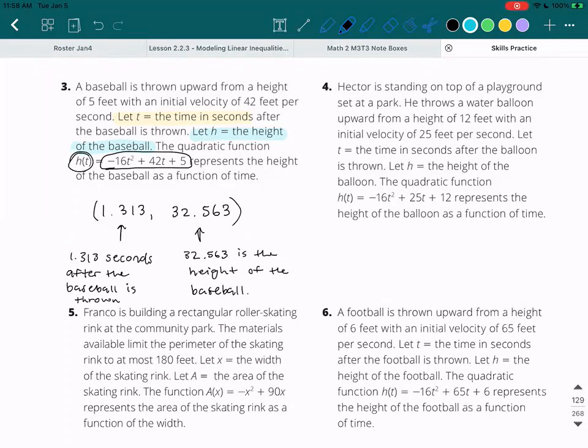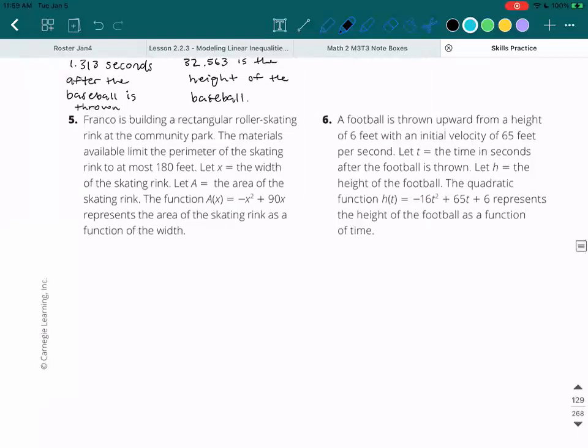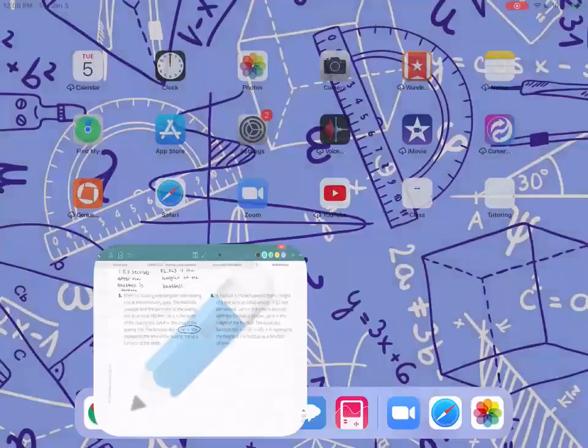Any questions? I'm going to pause it so you guys can get a chance to ask. All right, number 5. Franco is building a rectangular roller skating rink at the community park. The materials available limit the perimeter of the skating rink to at most 180 feet. Let x equal the width of the skating rink. Let A equal the area of the skating rink. The function A of x is equal to negative x squared plus 90x represents the area of the skating rink as a function of the width. So I'm going to go ahead and type that into Desmos. Negative x squared plus 90x.